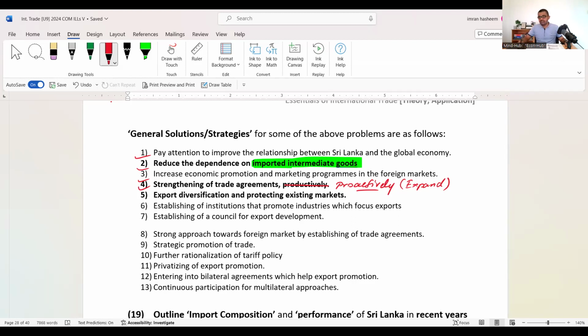Then export diversification is a big thing, right? Export diversification, especially in terms of protecting export markets, but also we need to expand the markets as well, go into new markets. Export diversification is where Sri Lanka, we used to be the tea people, tea, rubber, coconut people, then now we are the garments people. But we need much more diversification in our export structure.